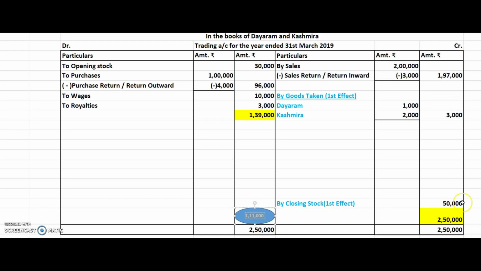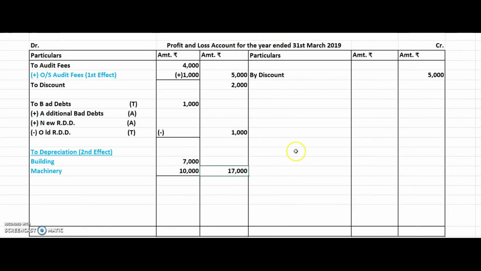Now the question is, what is 1,11,000? Credits are incomes, so 2,50,000 was income. Debits are expenses, so 1,39,000 was expenses. So income is more, expenses less. Therefore your answer on the debit side for the difference of 1,11,000 has to be gross profit carried down. So trading account many times ends with gross profit. This gross profit carried down has to be then carried to the next account, to the credit side.